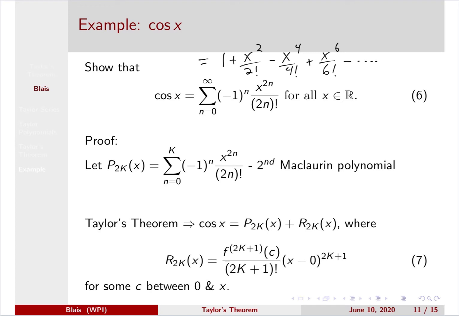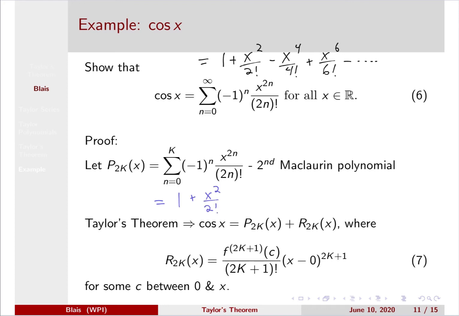So to actually prove this, let's take a generic Taylor polynomial from this Taylor series. And so what we're doing here is adding up the terms up to order, the 2k order term. And we're using 2k because it's more convenient for cosine, because cosine only has even powers of x appearing in its Maclaurin series.